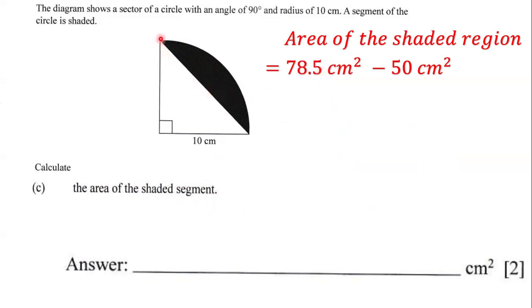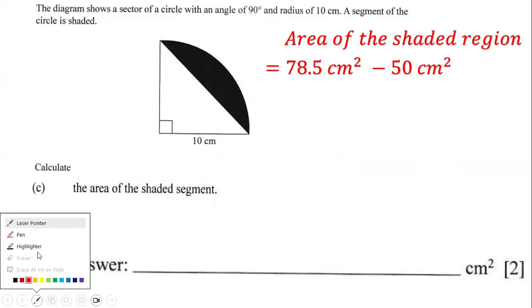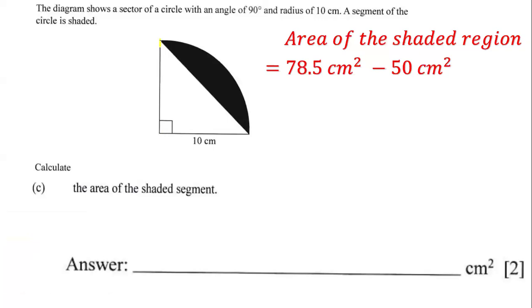So the area of the sector, right? The area of the sector, let's denote the sector right here, let's highlight it. So this right here is the sector of the circle. And we saw that the area of the sector of the circle is 78.5 centimeters squared. And we also note from one of our previous questions that the area of this triangle right here is 50 centimeters squared. That's the area of the triangle.